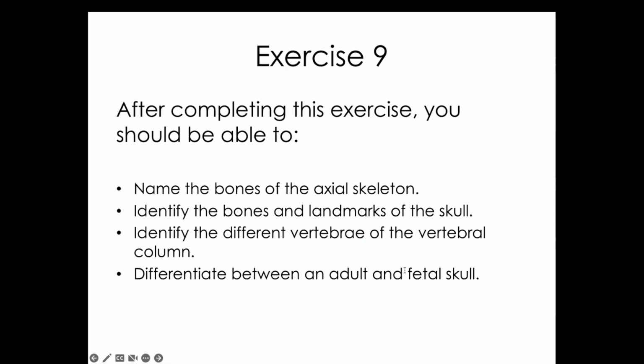Now we're going to go into the actual bones of the axial skeleton. We're going to start naming the bones, identify the different bones and landmarks of the skull, identify different types of vertebrae, and then look at the difference between an adult and fetal skull.